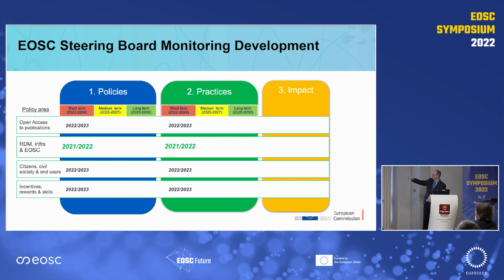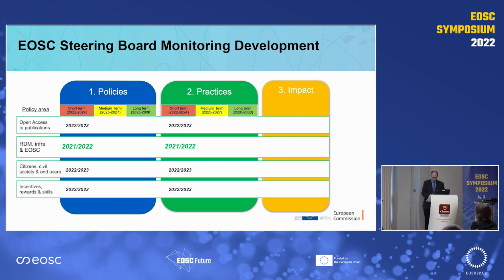With the first survey, we look at research data management infrastructures and EOSC, in terms of policies and in terms of practices. And in the next survey for next year, we are going to look at open access to publications, citizen science, and incentives, rewards, and skills. And the impact part, in my opinion, is very much the part which is taken care of by the association survey, because they are very close to the organizations which are really providing service to EOSC and which see how these services are picked up and used.